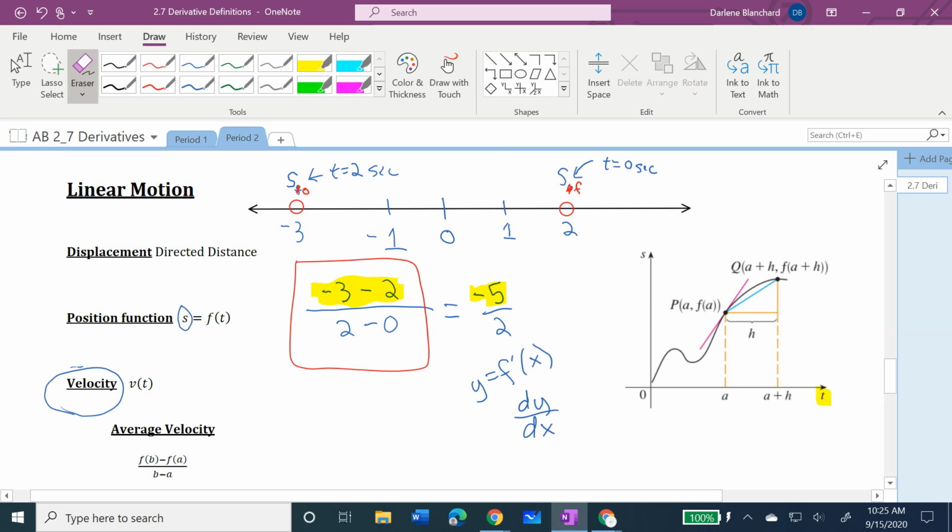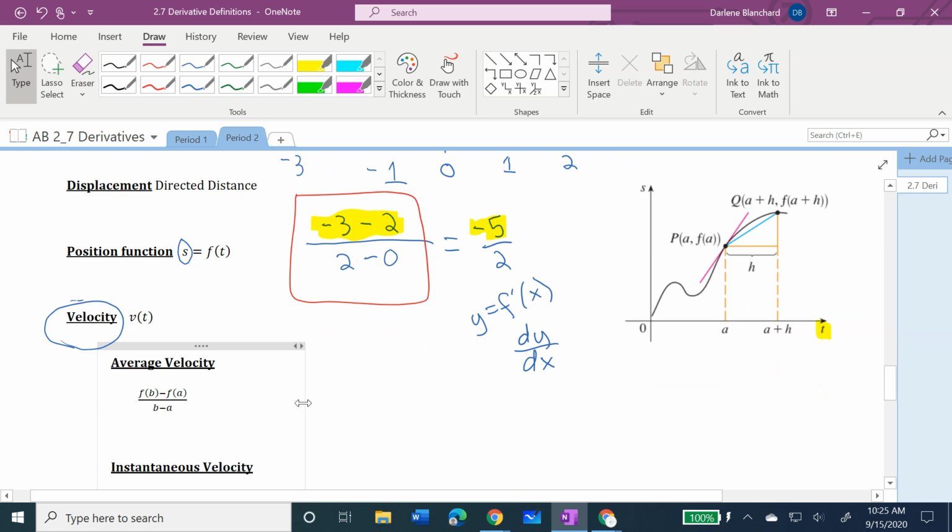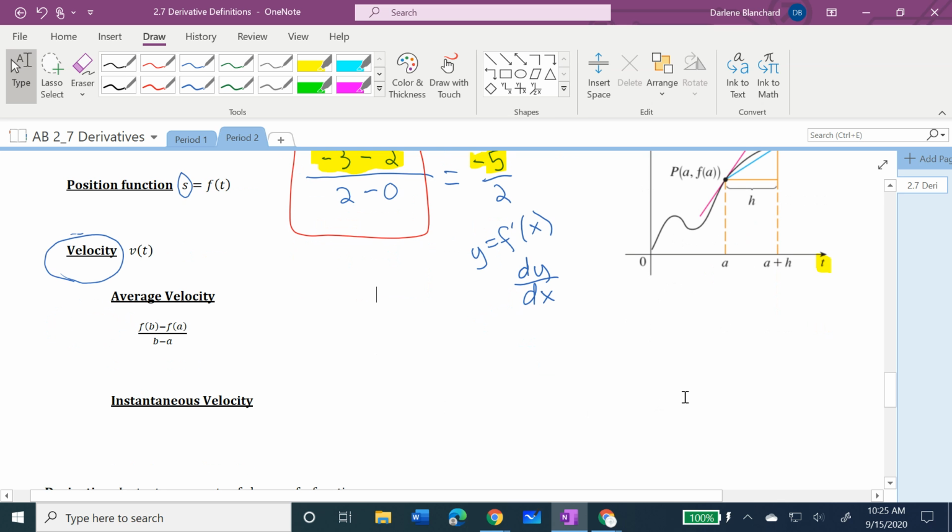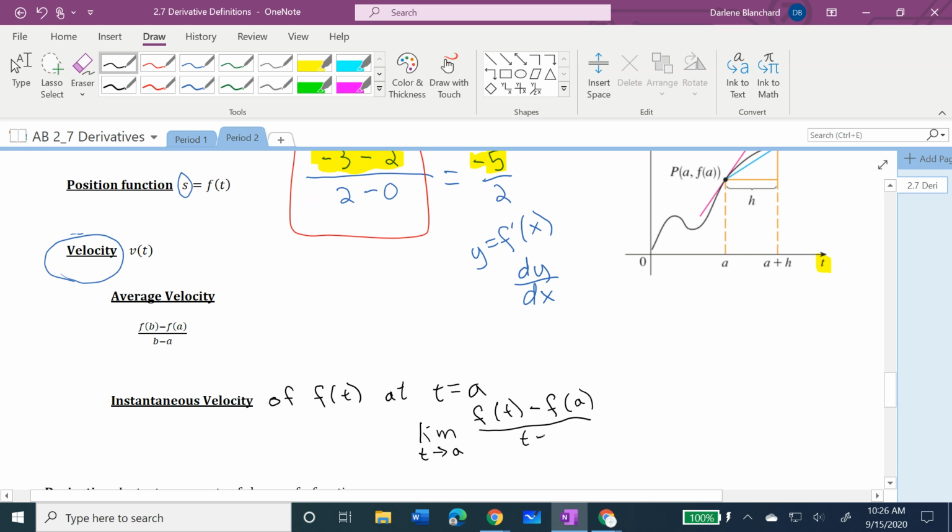So moving along, average velocity is slope, change in position over change in time. But what is instantaneous velocity? Now, first of all, I want to say that if I am dealing with instantaneous velocity of f of t at time a, then my instantaneous velocity is defined as the limit as time approaches a of the change in position over the change in time.